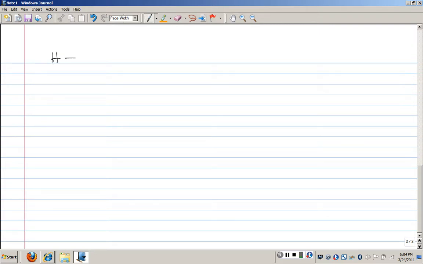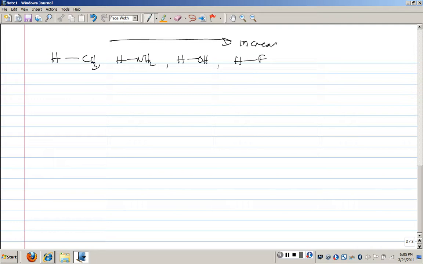So if I compare hydrides, for example, across a period, so I look at, say, methane versus ammonia versus water versus HF, my acidity increases in this direction. I have increasing acidity. And what happens here is that two factors are in diametric opposition. This is a very nice term that you might want to put in your arsenal. We say things are diametrically opposed, or the factors are in diametric opposition.